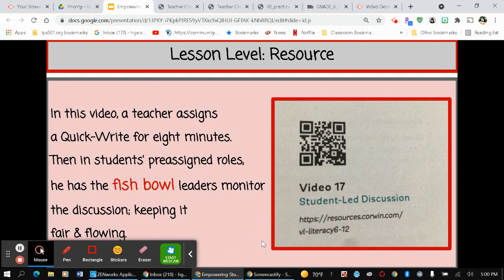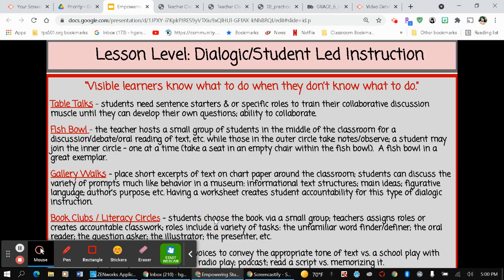We have another video linked here for you. It is a student-led discussion and it models for you a fishbowl discussion. And we hope it's inspiring and something that you could think about doing with your students in your classroom.